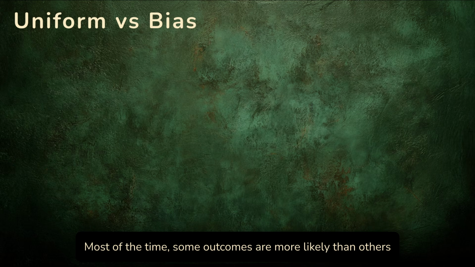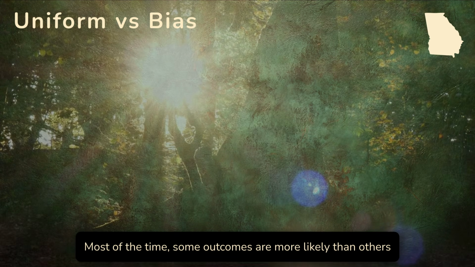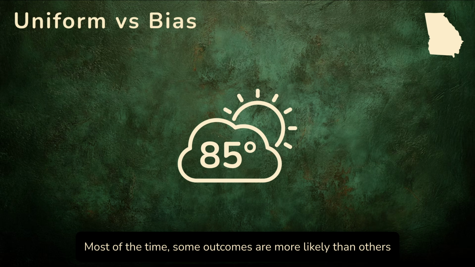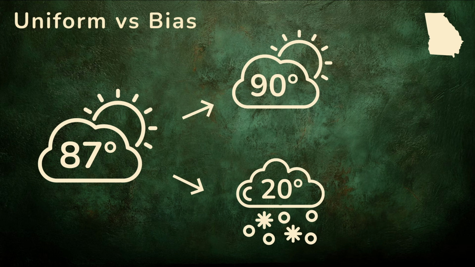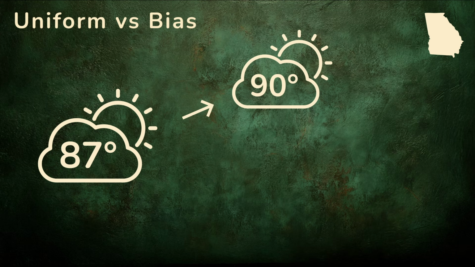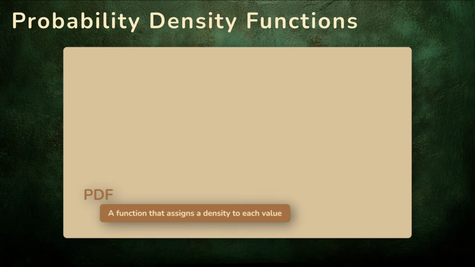Consider the weather. Suppose today is July 1st and you live in Atlanta. It was 85 degrees today and the forecast for tomorrow is 87. Which is more likely, that tomorrow is in the 90s, or that it's snowing in the 20s? Clearly, hot weather is far more likely than snow in summer. So how do we express that mathematically? We use a function called a probability density function. This is a function f that assigns a density, not a probability, to each possible value.